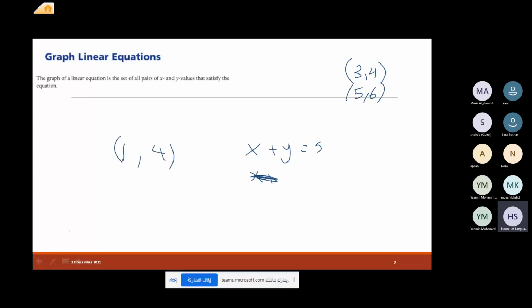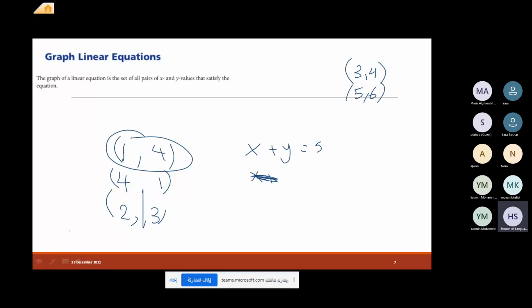Why not x would be 4 and y 1? Now, if I told you if x is 1, what's the value of y? You say 4. But if x is 4, what's the value of y? 1. If x is 2, what's the value of y? 3. They are added and they make 5. Okay? So what do I mean? This is what we call a pair of x and y values, a pair of x, y coordinates. Now, all of them satisfy this equation.